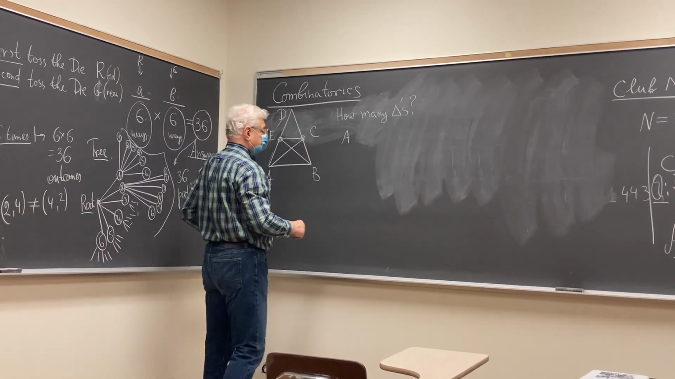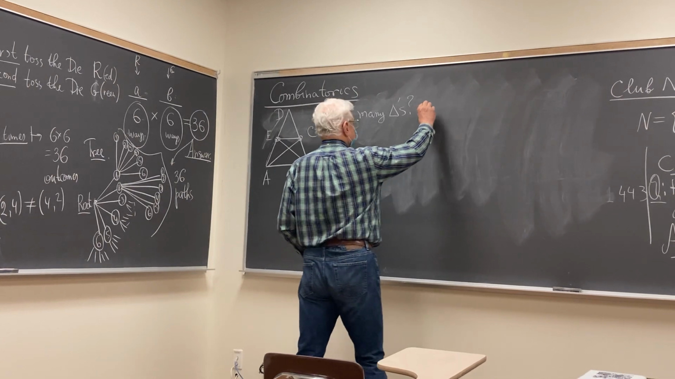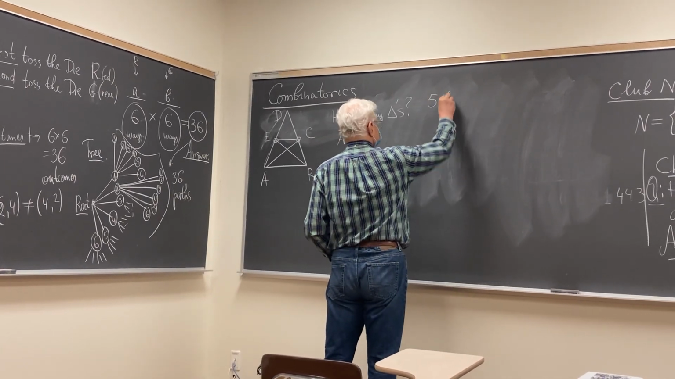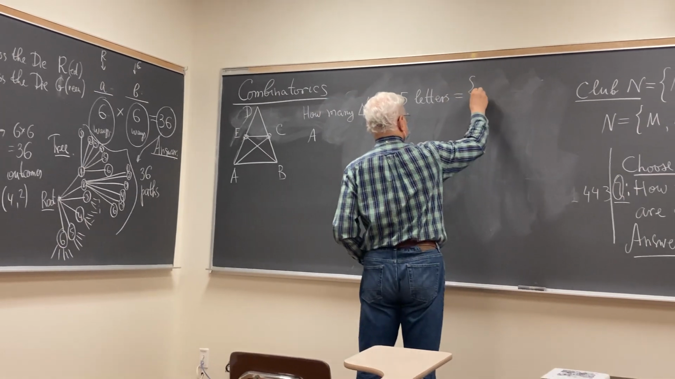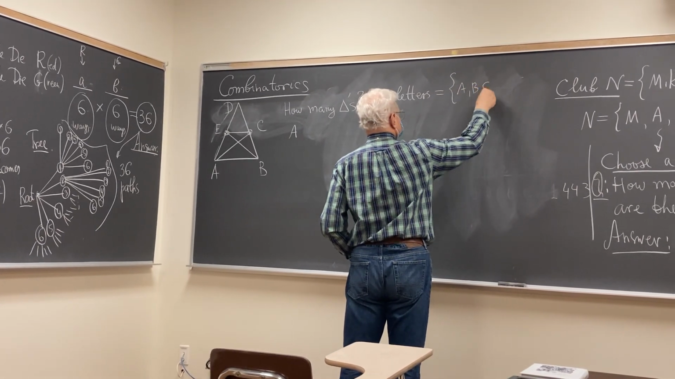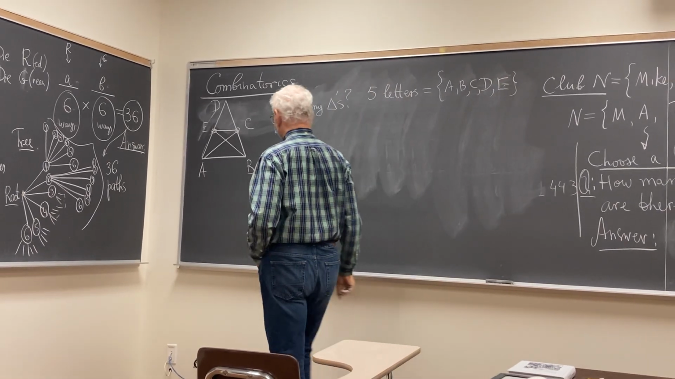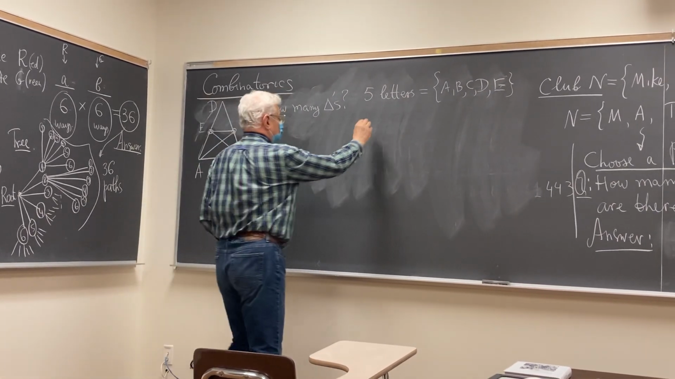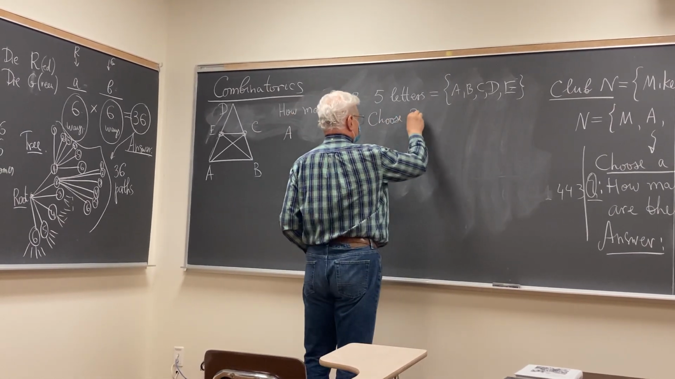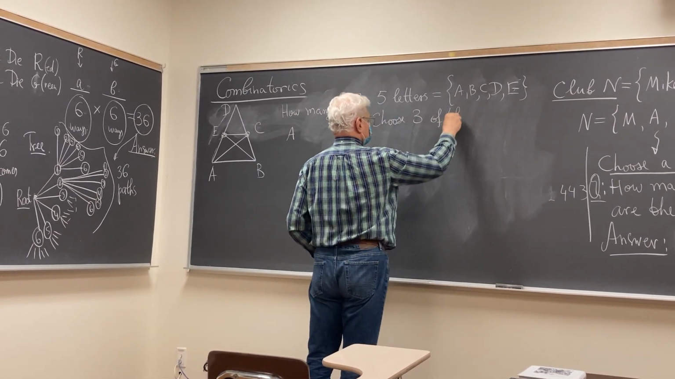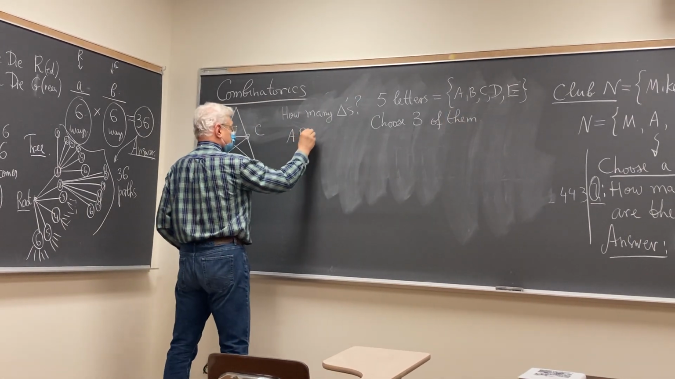And so we have to choose. So we have 5 letters. Let's write them as set A, B, C, D, E. Okay, and then we have to choose 3 of them. Okay, so let's write A, B, C.